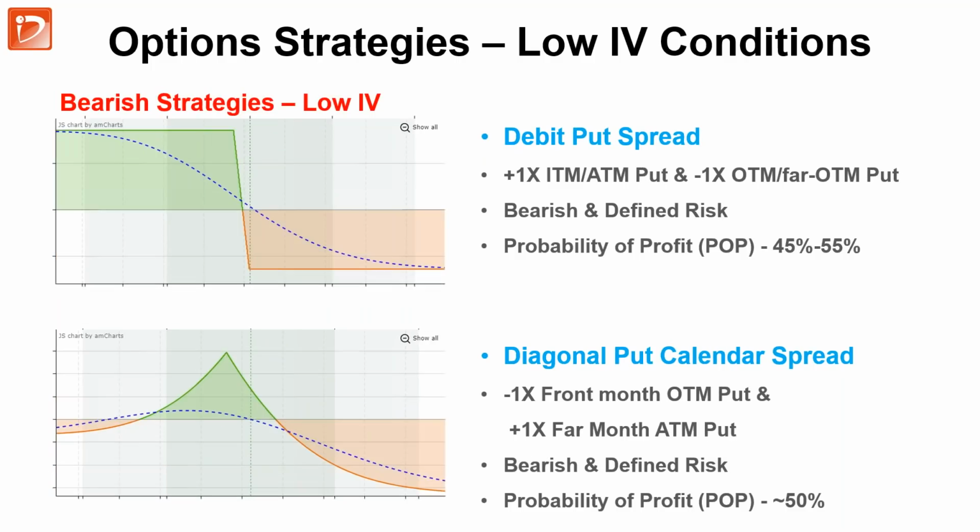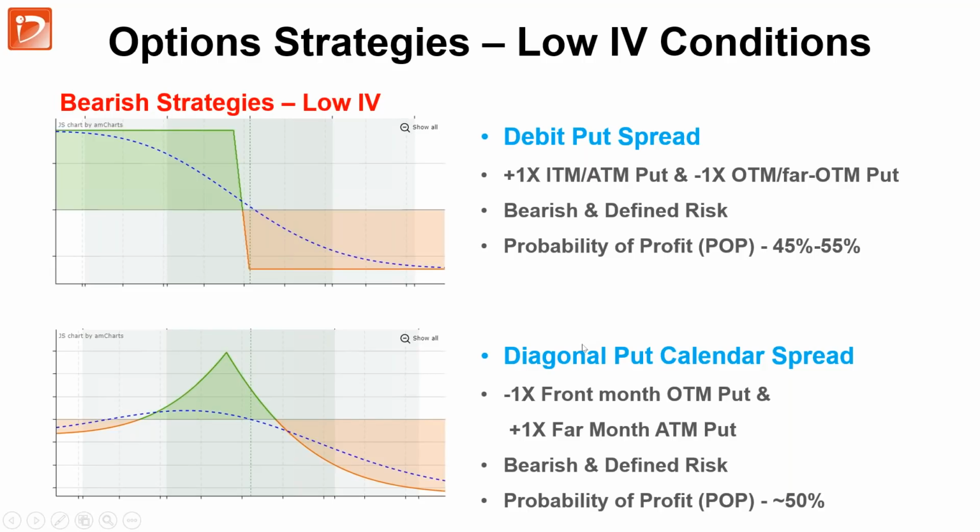Okay, now coming to bearish strategies, debit put spread. This is a debit put spread strategy. We buy an in the money or at the money put and sell an out of the money or far out of the money put for protection. And this is a bearish and defined risk strategy, and POP is around 45 to 55%.